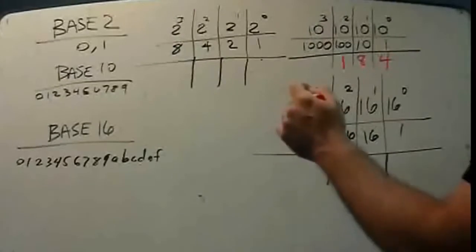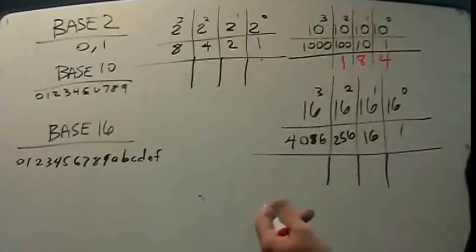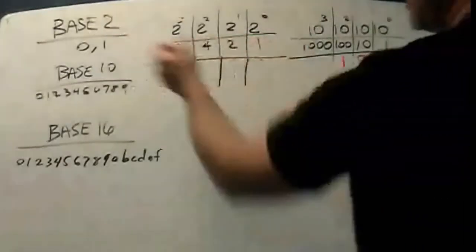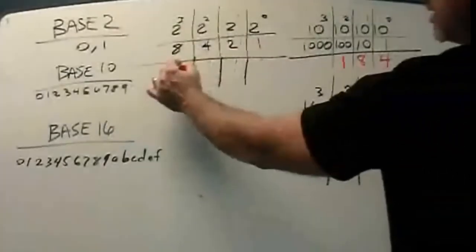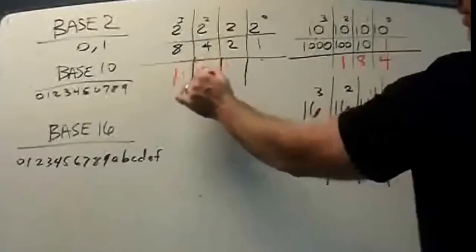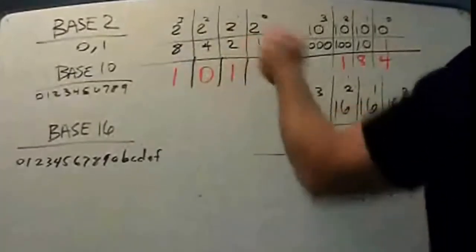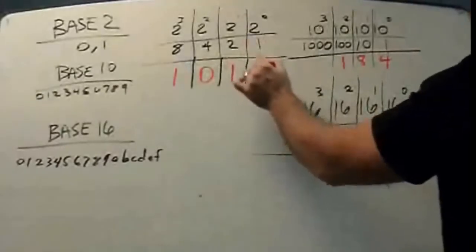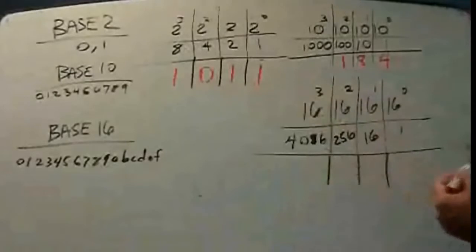And if we wanted to write a number like 11, I only have 4 place values here, so I'm just going to do the number 11. Then I'd need a 1 in the 8's place, I'd need a zero in the 4's place, I'd need a 1 in the 2's place, and I'd need a 1 in the 1's place, and now I'd have the number 11 in binary, right?